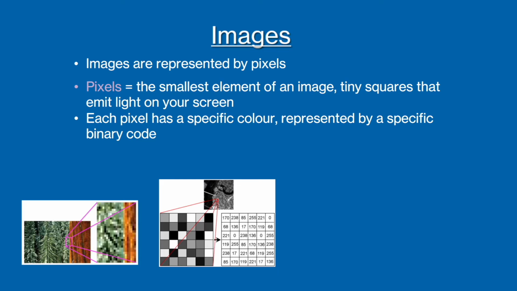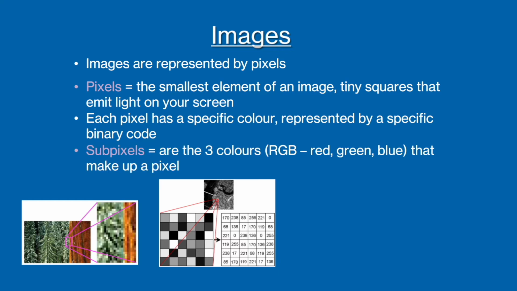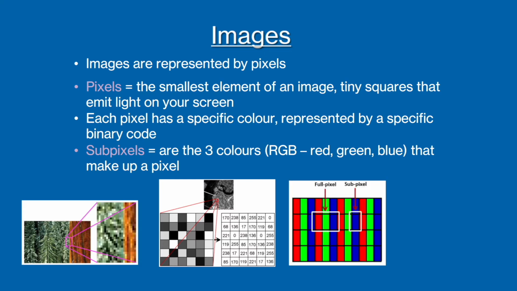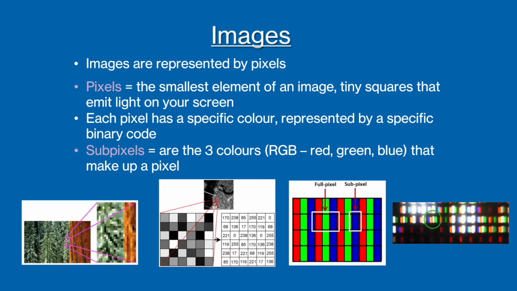Each pixel is made up of 3 subpixels. And subpixels are 3 colors, red, green, and blue, that make up a pixel as shown here. These subpixels can be dimmed and brightened to give the illusion of different colors. This can be seen here, where in this green circle, the middle subpixel gives the illusion of it being the color orange, where in fact it is just a brightened or dimmed version of either red, green, or blue.